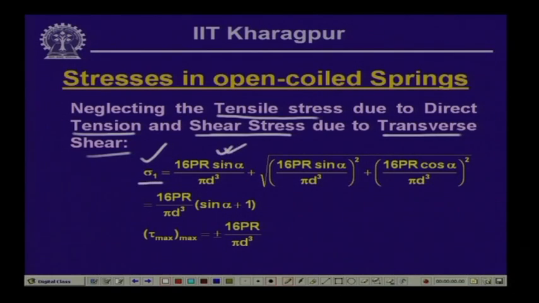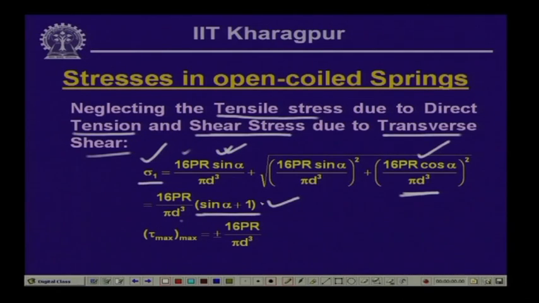the normal stress which is getting generated because of the bending, which is 32 P r sin alpha by pi d cube, half of that, that is 16 P r sin alpha by pi d cube, and this is sigma by 2, whole square, plus tau square, and this tau is getting generated from the twisting moment, which is P r cos alpha. If we take out this 16 P r by pi d cube from the root, we are left with sin square alpha plus cos square alpha, which is equal to 1. So, this gives us a value of 16 P r by pi d cube times (sin alpha plus 1).